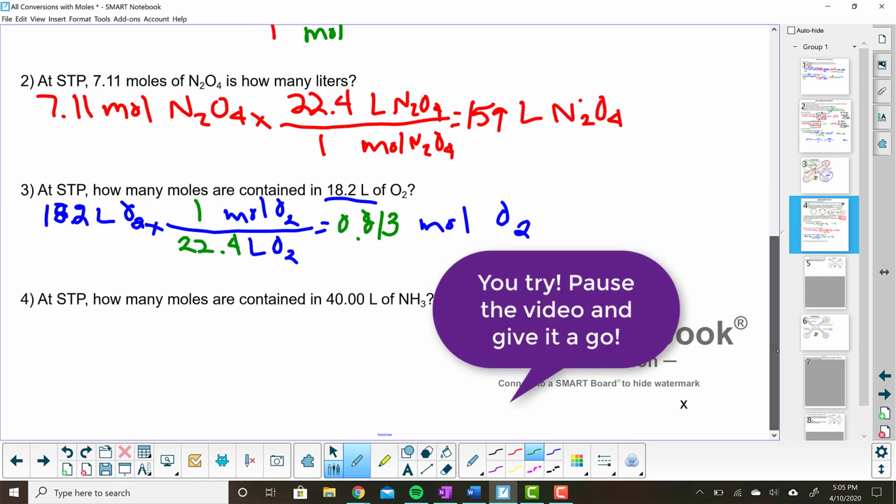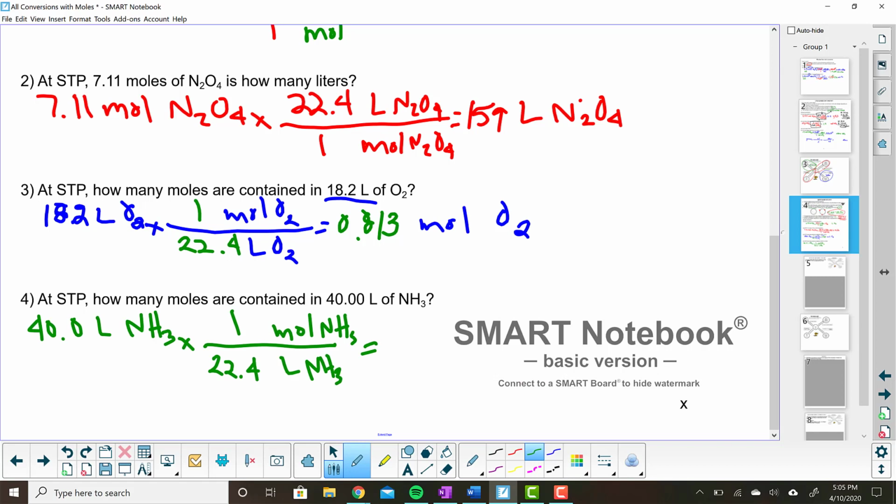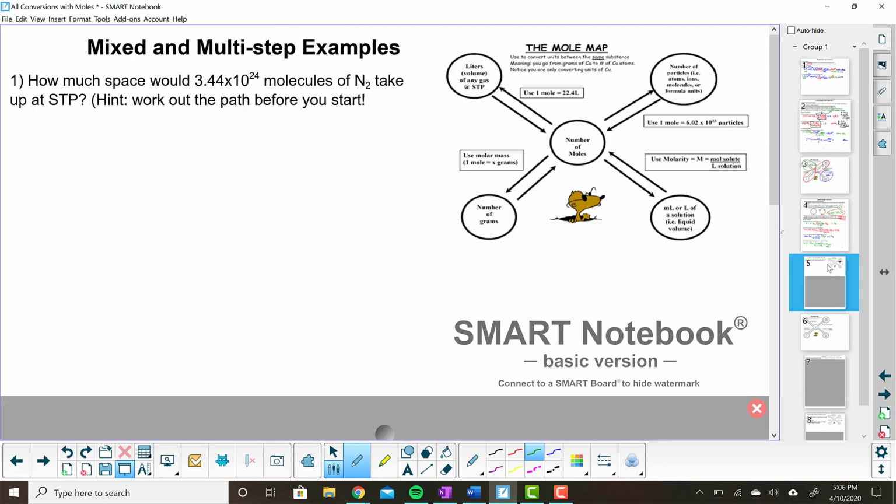Last one, and with sig figs you get 1.79 moles of NH3. So now let's take all of this stuff about gases and mix it up with what we already know about particles and molar mass. Let's do some mixed multi-step problems here.